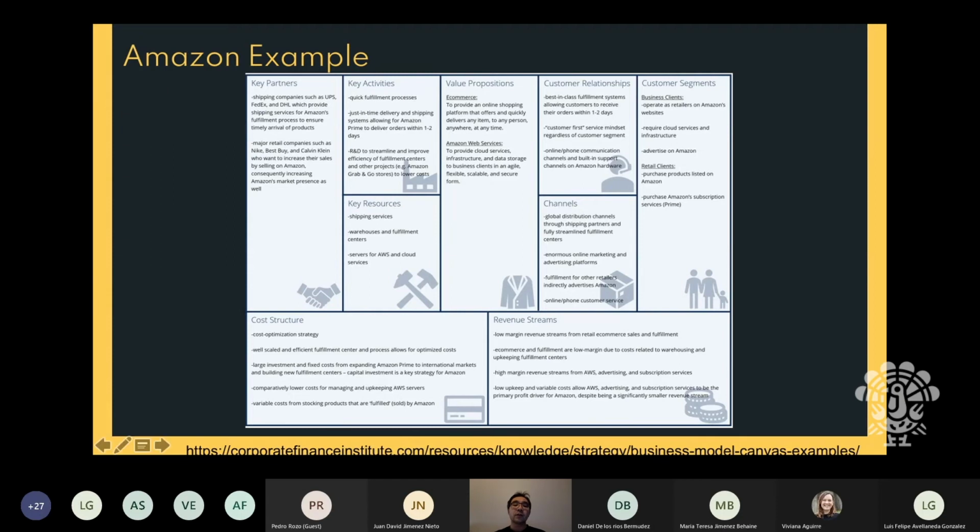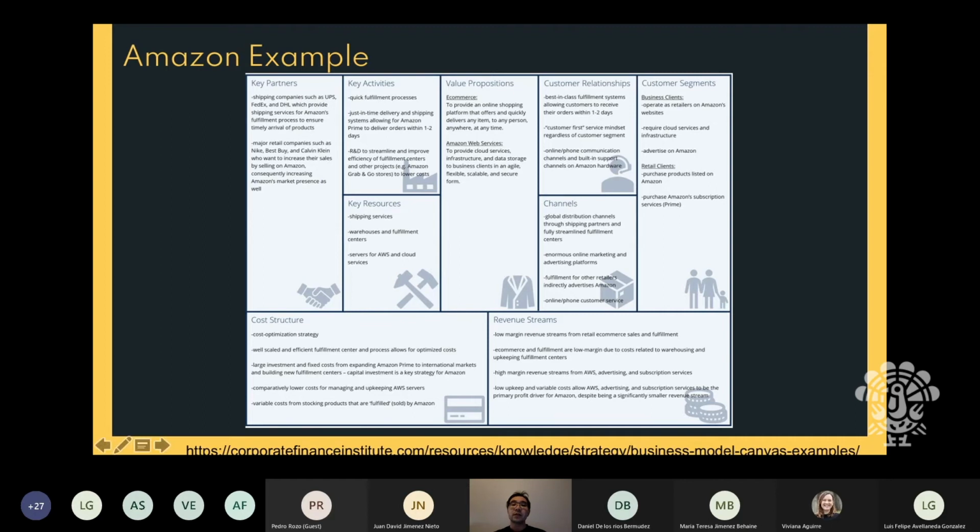Their value proposition is e-commerce and also AWS, right? Those are the main benefits they bring to us as consumers, both B2C and B2B. For the relationships, they have best-in-class fulfillment systems so that we get products in 1 to 2 days, right? They have a customer-first mindset, regardless of segment. If you call them and you're on the phone, they usually find different ways to solve your problems so that you come back to them as a repeat customer.